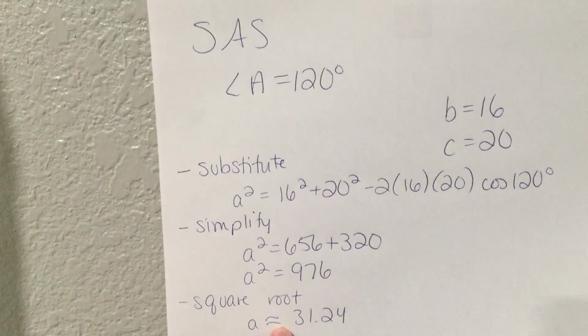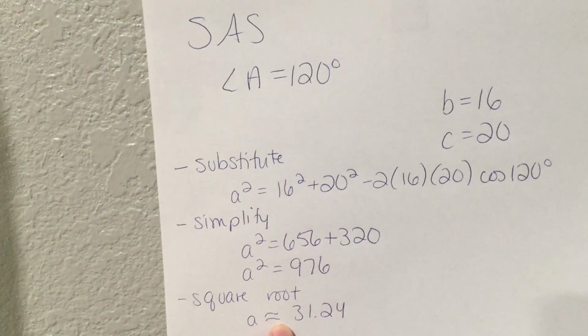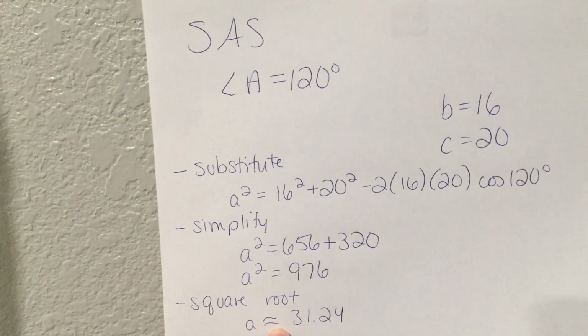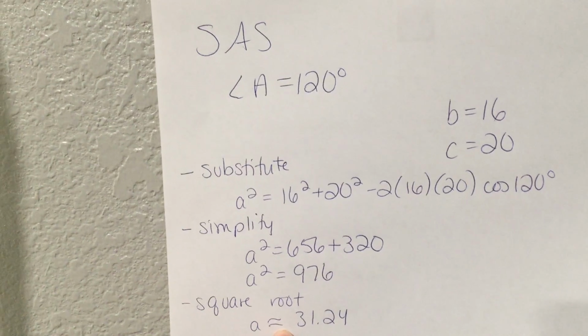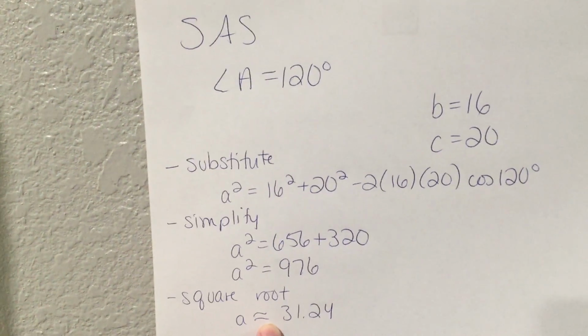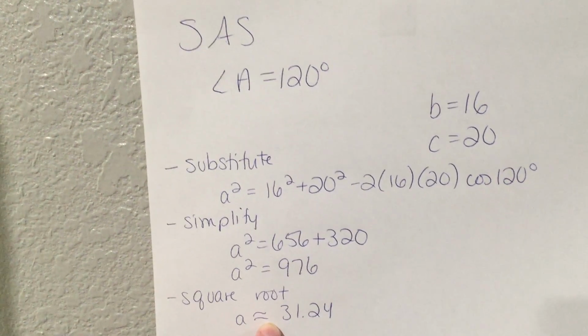The last step is to square root. So side A is approximately 31.24. Remember, we do not have to inverse because we're looking for a side, not an angle.